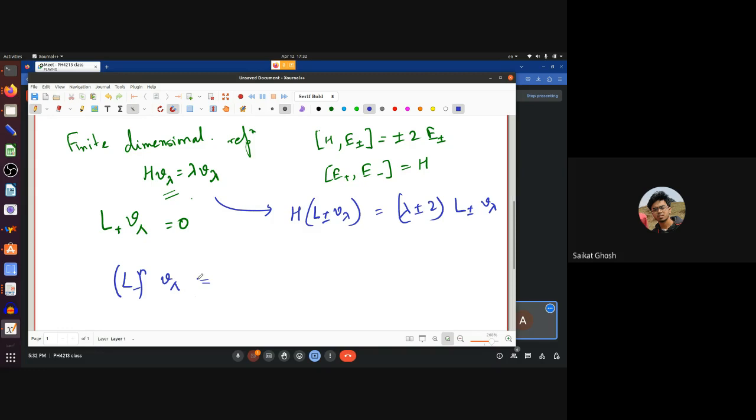Should be lambda minus 2. Lambda minus 2n will be the eigenvalue, right? Yes, that's right. So if I write this, would you agree? With some constant before.